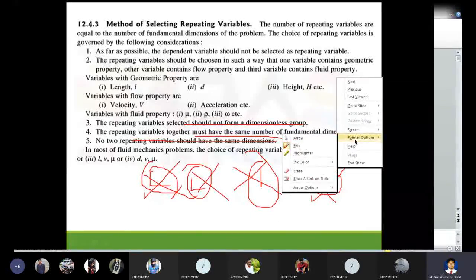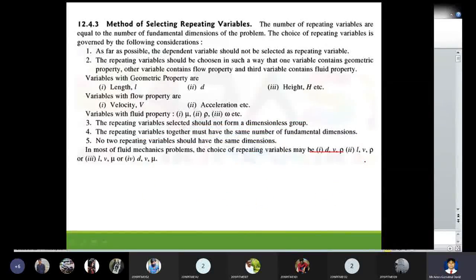Some common repeating variables are d v rho, l v rho, l v mu, and d v mu. In 99% of cases, this is how the repeating variables will be. That 1% is where you have to choose.